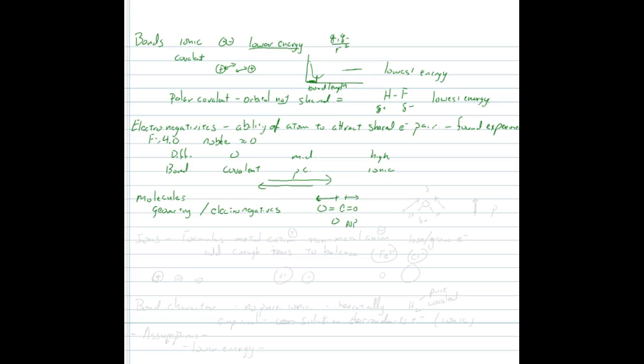If you have something like water, oxygen is more electronegative, so if you add the vectors like this, and if you add the two vectors together, you get an overall arrow going this way, where this is the positive end, and this is the negative end. That would tell you that this is a polar molecule.